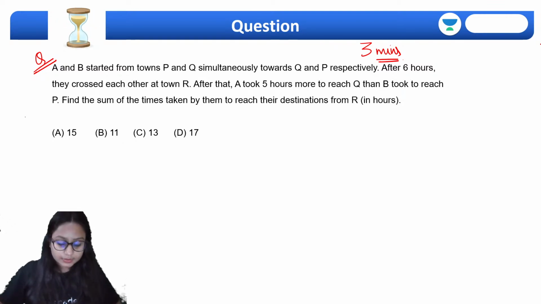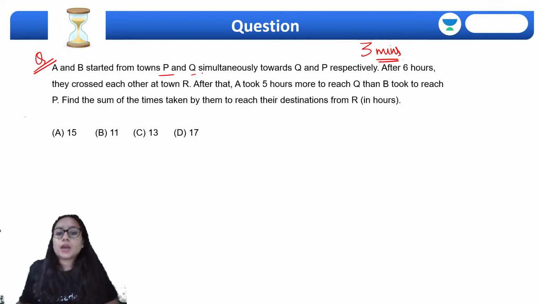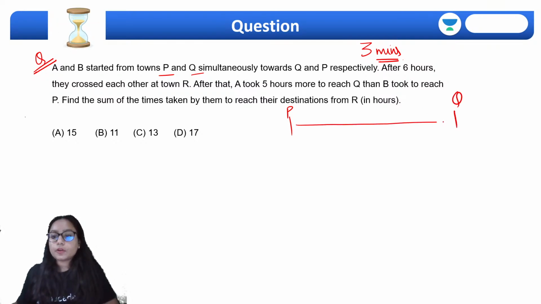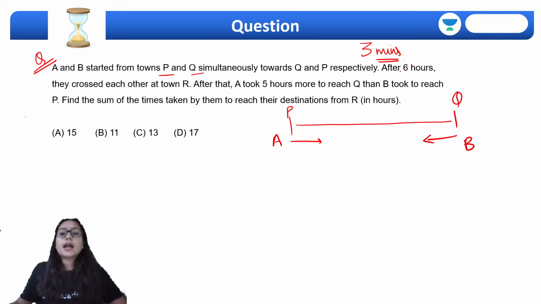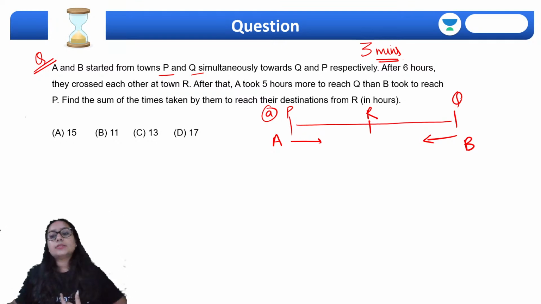All right. Okay, let us discuss this question. This is also somewhat related to the previous question. Same logic. A and B started from towns P and Q simultaneously. This is town P, this is town Q. A is traveling in this direction and B is traveling in this direction. After 6 hours, they crossed each other somewhere in between. If I take the speed of person A as A and the speed of person B as B, these are their speeds.